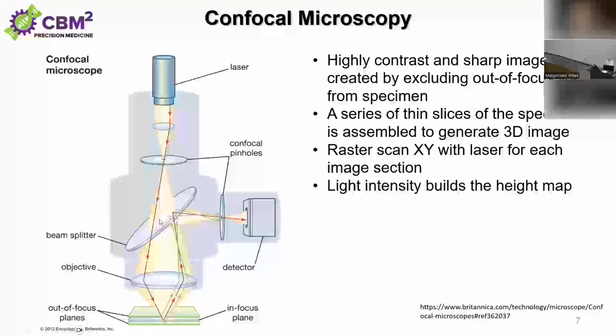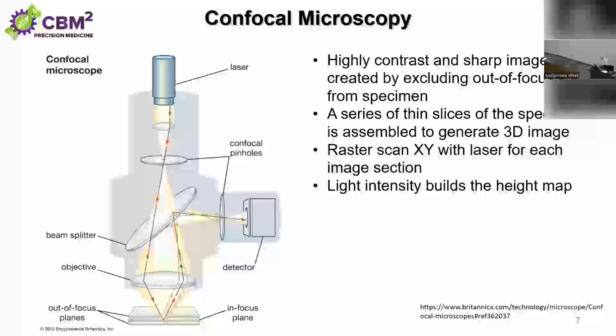It goes through what's called this beam splitter and impinges upon this detector. So the amount of light that you measure will give you an indication of the topographical features on that surface. And there's one unique thing with this. There are these pinholes here, called confocal pinholes. And basically what they do is increase the resolution.